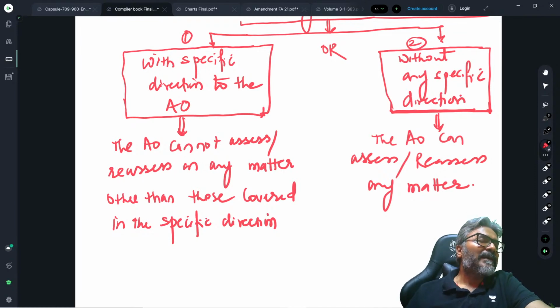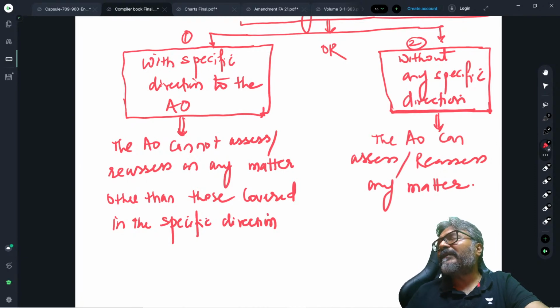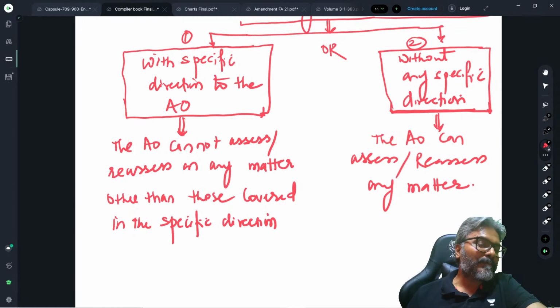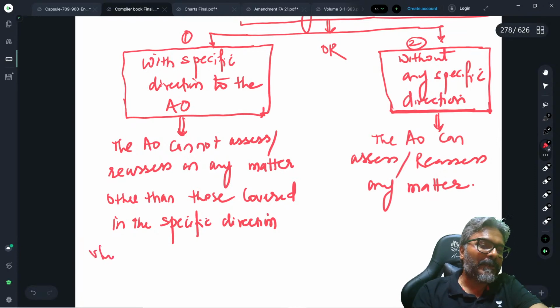So students, if the ITAT has given some specific direction to the AO, then it is as good as the ITAT has passed the order, which implies that the rollback cannot be done for that particular year. But if the ITAT has not given any specific direction and has simply remanded the case back to the AO, then whether the rollback can be done for that year, the answer is yes, it can be. So right here, students, very important for examination.